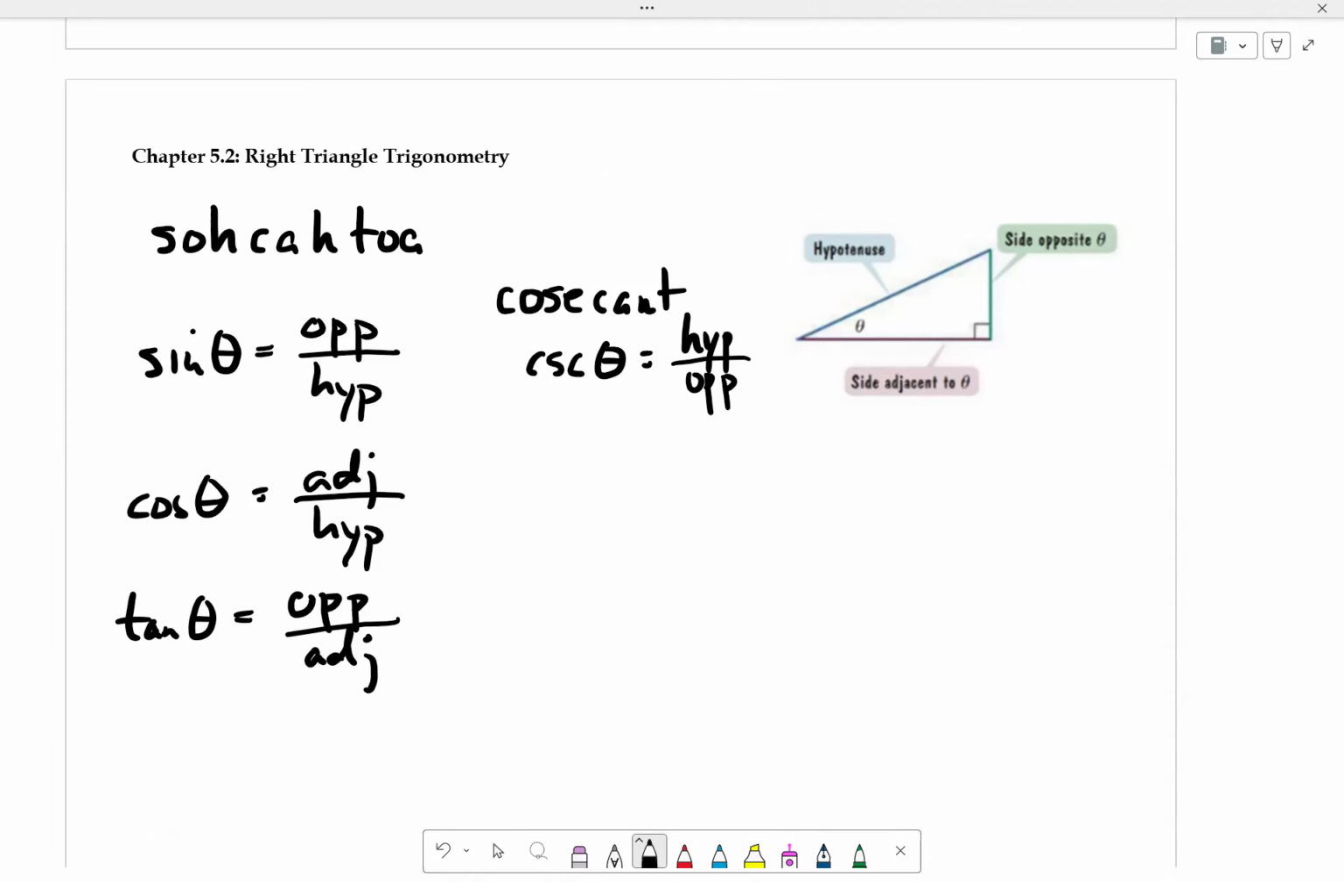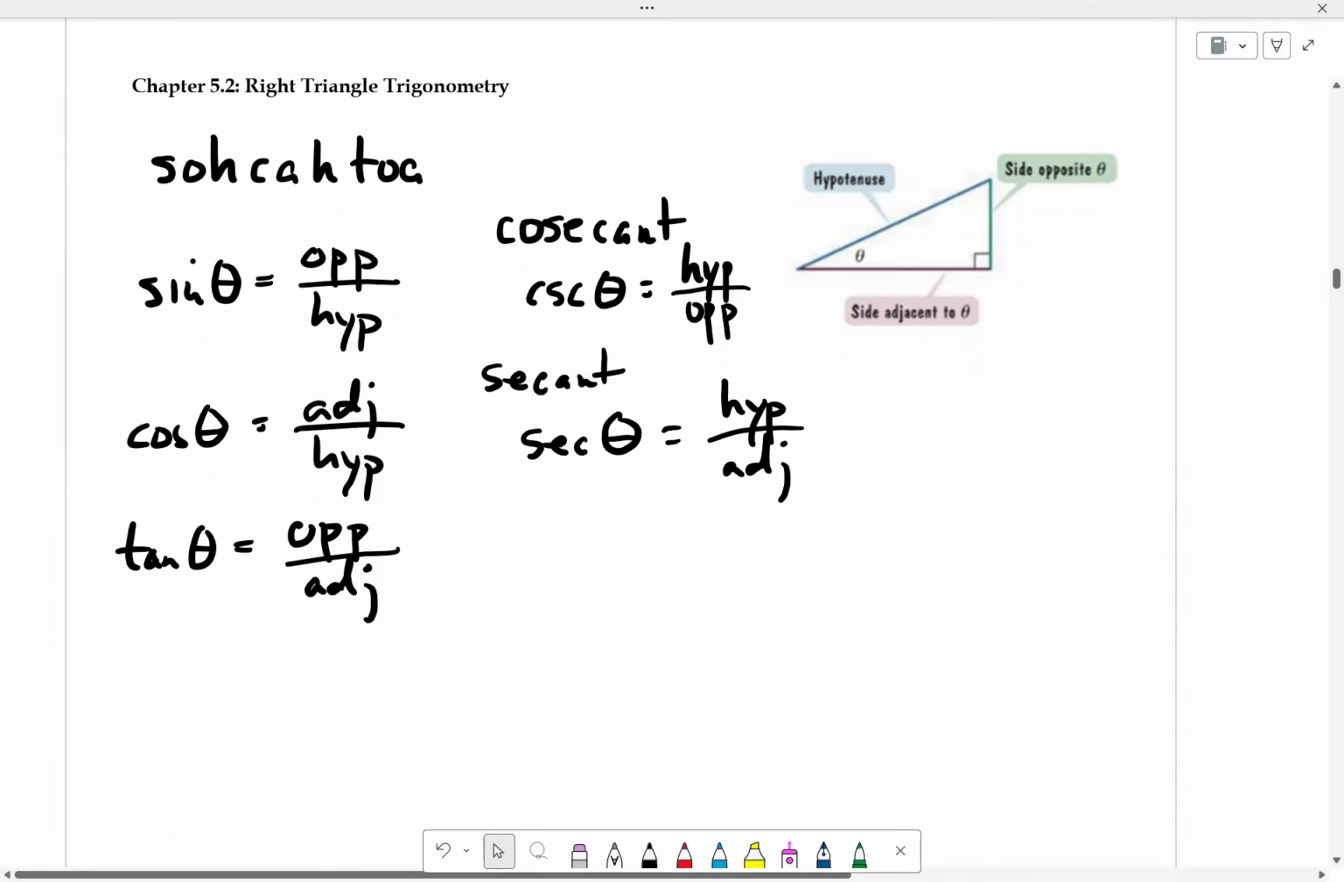The next one we're going to do is not cosecant, but it is secant. The abbreviation for secant is SEC of theta. By definition, secant of theta is equal to hypotenuse over adjacent. Or if you're Sophia, it's hype over adj. And that's okay too.